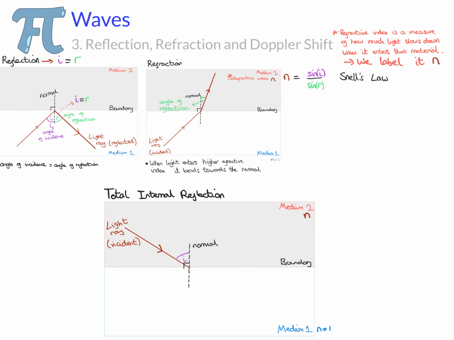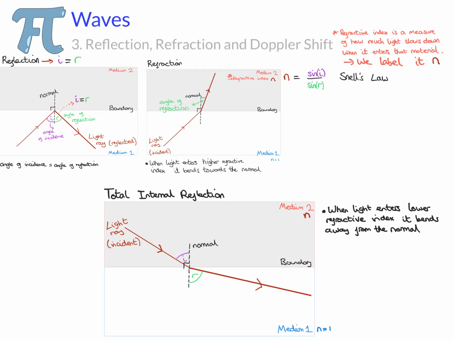Now consider the flip situation where the light is in the medium with the high refractive index, like glass, and the other side of the boundary is a low refractive index like air. This time, if the light passed through the boundary, the light would want to bend away from the normal, since the light is actually speeding up as it crosses rather than slowing down.